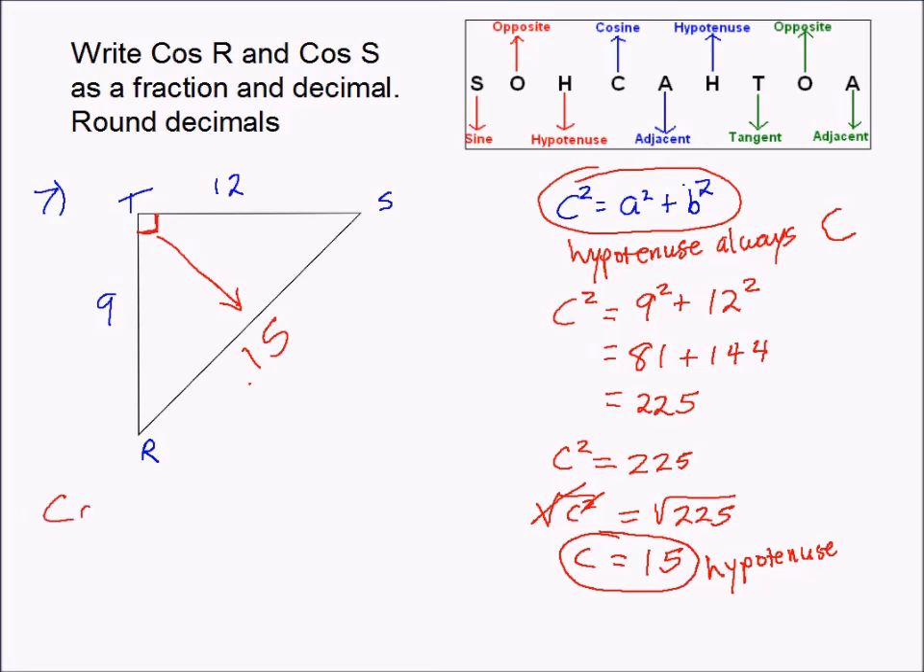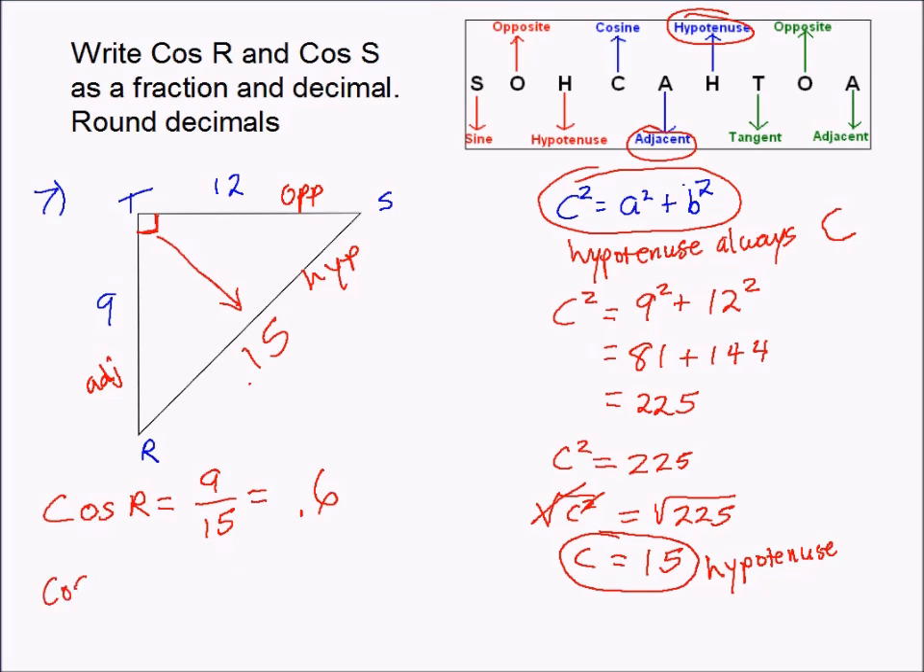So cosine of R is equal to adjacent over the hypotenuse. Okay. So identify your sides. This is your hypotenuse. And then if this is the opposite of angle R, then this must be the adjacent of angle R, right next to angle R. So this is going to be 9 divided by 15. So there's my fraction, and you plug it into your calculator, and you get 0.6.